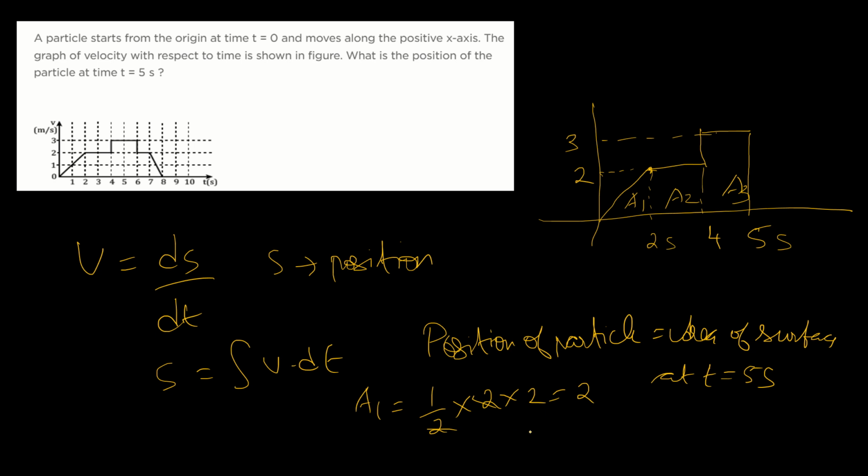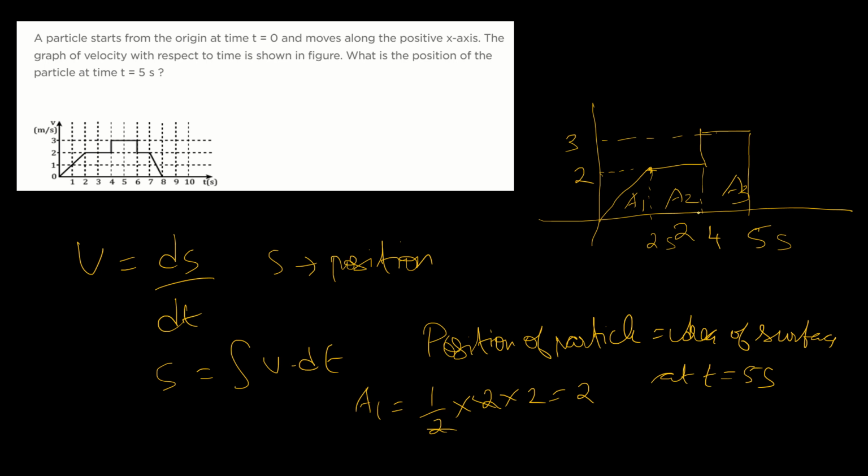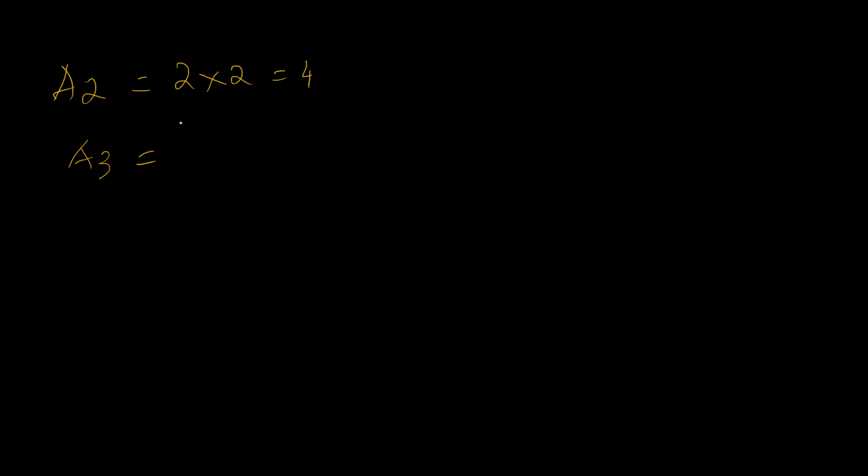Second one, what is A2? A2 we can say it is a square, because here 4 minus 2 is 2. What is the height? Height is also 2. So it's a square, all the sides are equal, right? So A2 equal to 2 into 2 is equal to 4. Okay, A3. A3 is like a rectangle. So 5 minus 4 is 1. What is the height? 3. 1 into 3. A3 is 1 into 3, which is equal to 3.